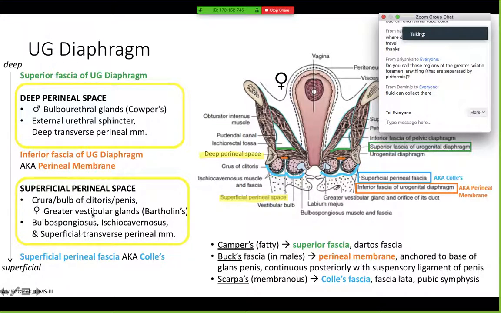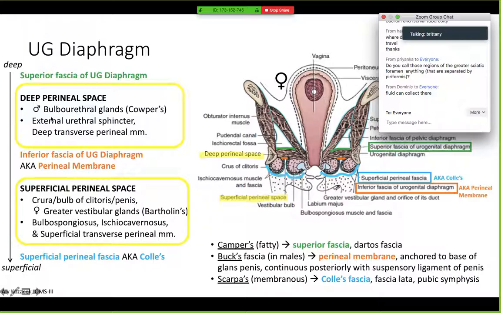So don't let that confuse you. I think what can be confusing is this is referred to as superior fascia of the UG diaphragm, but this is actually the deepest layer. So hopefully that makes sense, because the inferior fascia is going to be below the superior fascia. And then also you want to realize that these two spaces have very different contents. And you're probably going to get some sort of written question about what are the contents of these spaces. So in some fancy way, they're going to say, the patient has blah blah sort of injury affecting this space, which structure is most likely damaged.